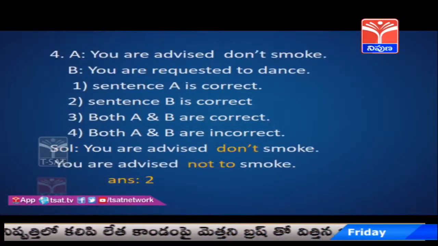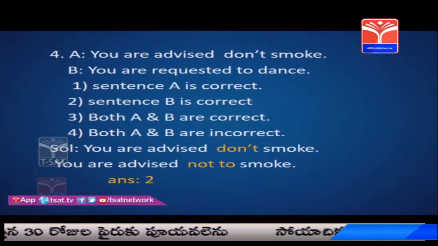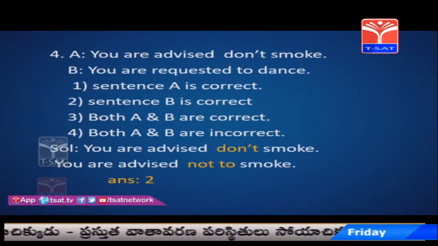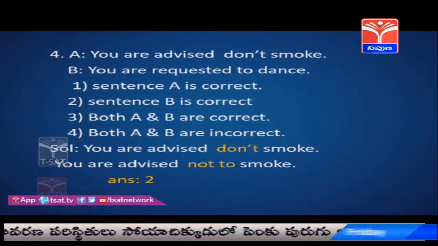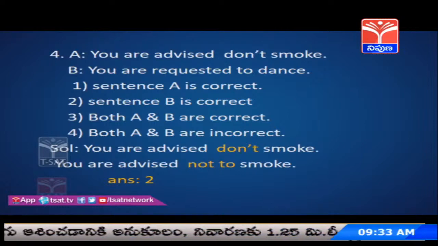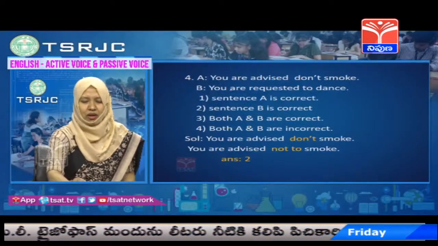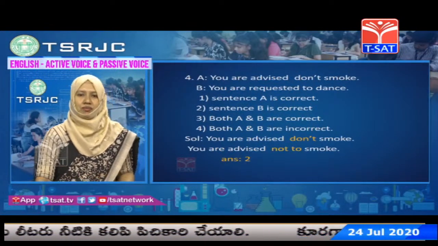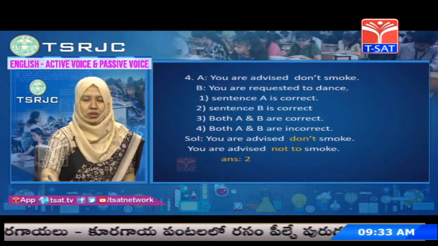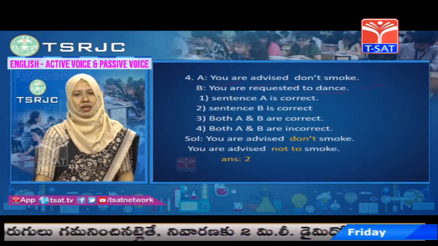Next one. A: you are advised don't smoke. B: you are requested to dance. Which is incorrect in this? Are they both correct? Are they both incorrect? Or is any one wrong? If you look at the B statement, you are requested to dance. You find subject, helping verb, main verb and object, which is grammatically correct. So there is no mistake in this statement.